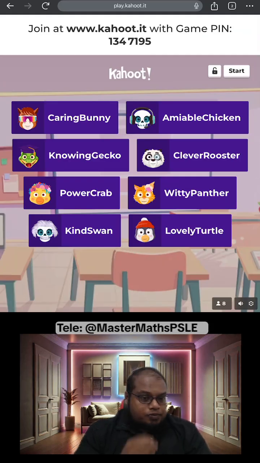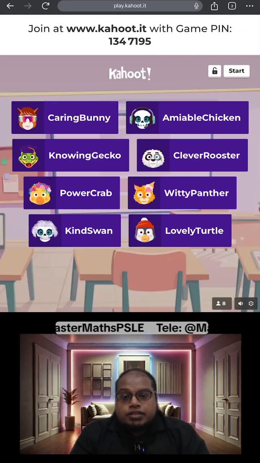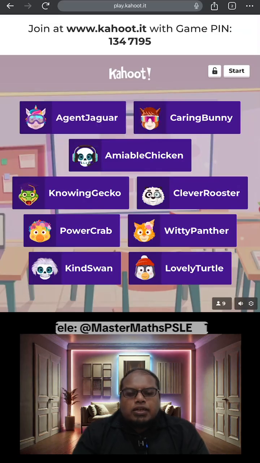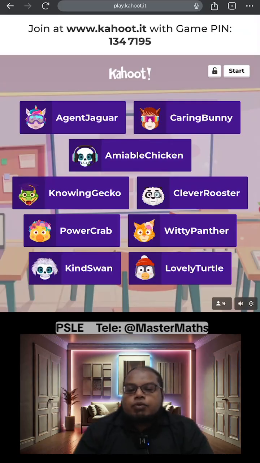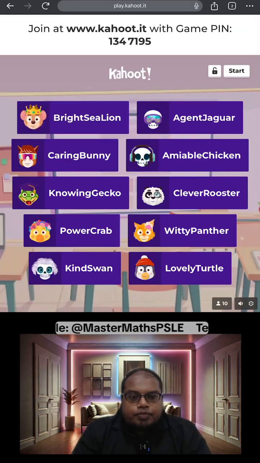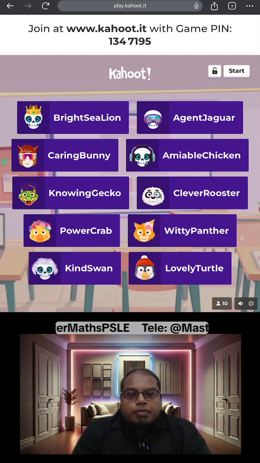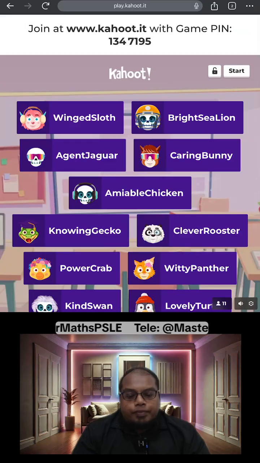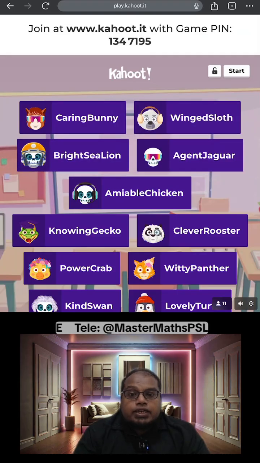Like I shared with you all just now, today the focus will be on area and perimeter. Some are quite easy, some are only slightly challenging. Don't worry. The main goal for today is to improve our understanding of area and perimeter, like how do you find the areas and perimeters of a rectangle, of a square, and also area of a triangle.